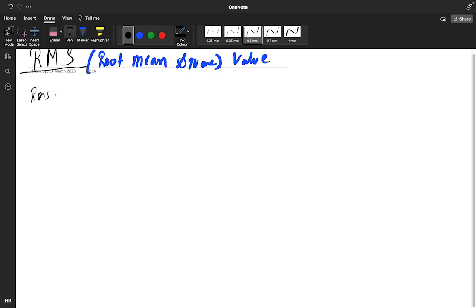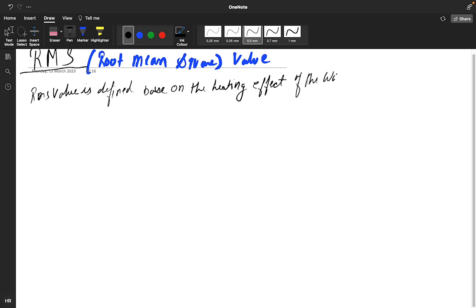RMS value is defined based on the heating effect of the waveform. Okay, so what is the true meaning of RMS?